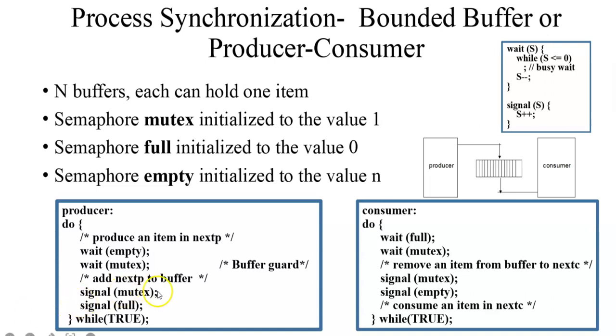Hence you can see the signal full will increment the full buffer count. So it has decremented the empty buffer count and incremented the full buffer count, right? So the things are opposite for the consumer. The consumer has to wait if there are 0 full buffers. Hence it calls wait on full. If this full value is 0, it has to wait.